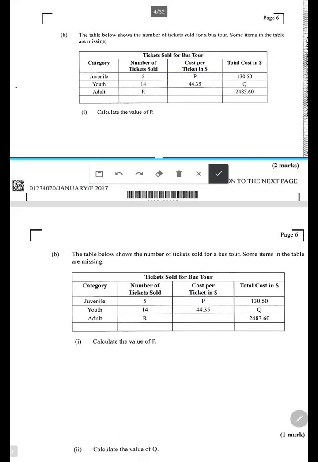But what happens is that these are the number of tickets here. This column is showing the cost, and over here is showing the total. And the relationship is that we multiply the number of tickets by the cost to get the total. All right, and then we can get the relationship between those. So the first thing I want us to find is P. So it is clear that 5 times P is equal to that figure.